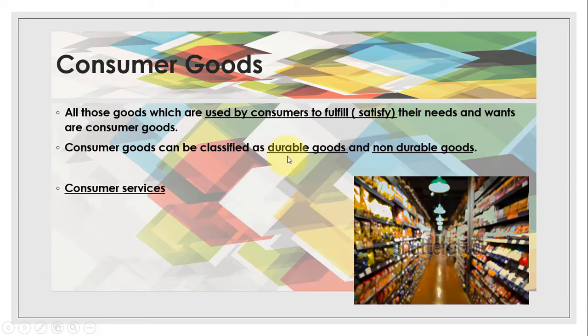Consumer goods can be classified as durable goods and non-durable goods. As the term suggests, durable goods means all those goods which are long lasting. For example, furniture, AC, refrigerator, car, they are all durable goods. On the other side, non-durable goods are all those goods which are perishable, which may get spoiled quickly. We cannot store them for a longer period of time. Non-durable goods can be fruits and vegetables.